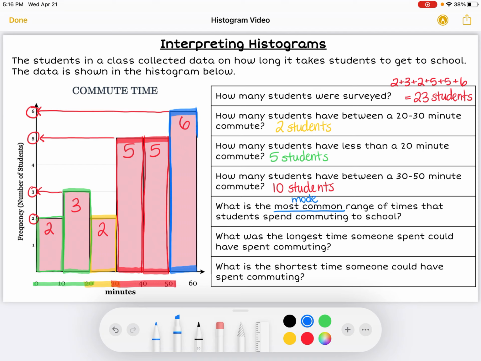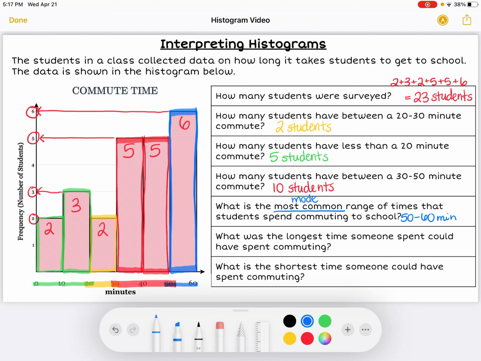And we don't want to know how many students are there. We want to know the range of times that's representing. And I see, if I look below this bar, it's representing between a 50 and 60-minute commute. So the most common range of times that students spend commuting is between 50 and 60 minutes.